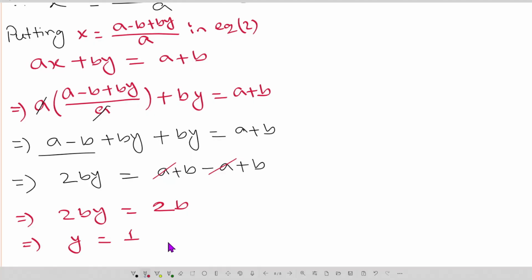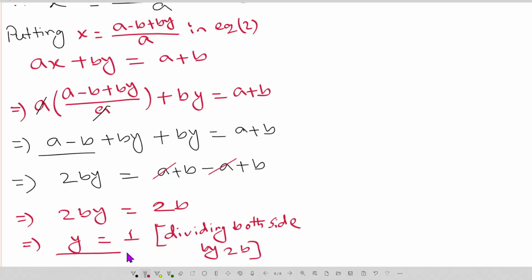So we can write dividing both sides by 2b. So we get y equals 1.